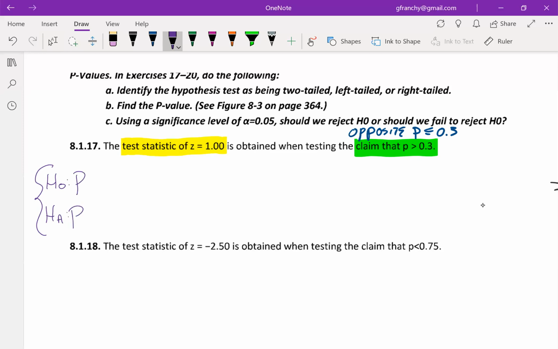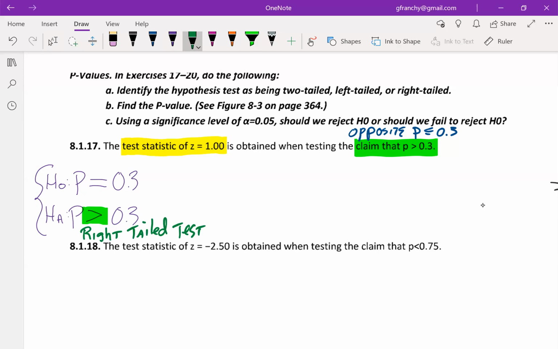If it's P in the claim, it's P in the hypothesis statement. If it's 0.3 in the claim, it's 0.3 in the hypothesis statement. And what goes between them in the null? Equal, because it's always equal in the null. Then we need the strict inequality in the alternate hypothesis, and that is the greater than. Since it's the greater than there, this represents a right-tailed test.